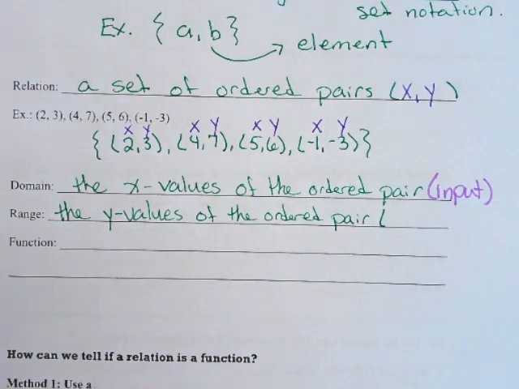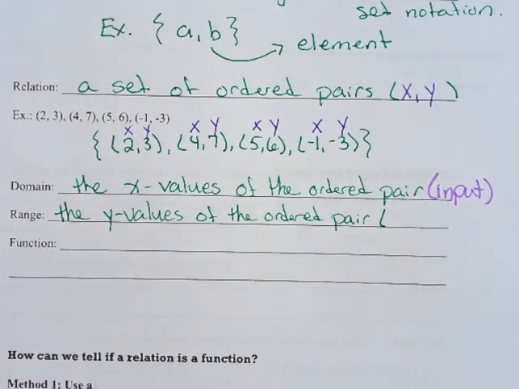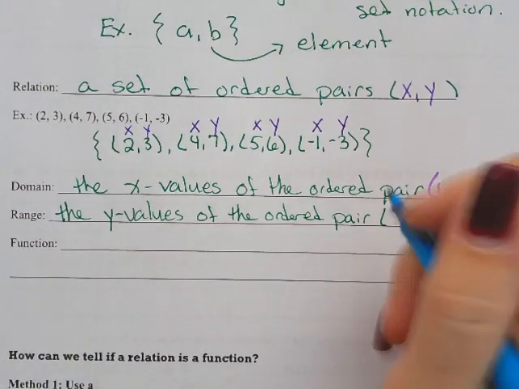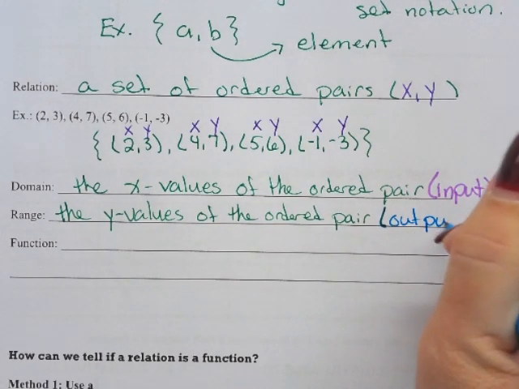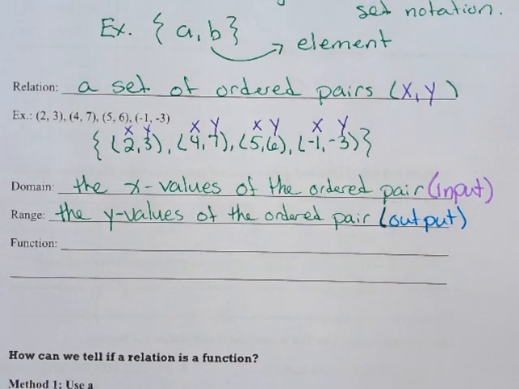So if X is our input, what do we think Y is? Output. Y is our output. So domain will be what's going in, and the Y is what's coming out.